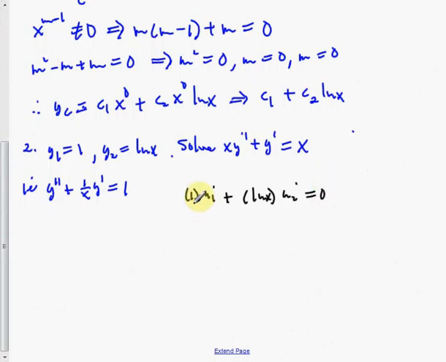And the next thing you do is take the derivative of y sub 1, so that's 0 times u sub 1 prime, plus the derivative of the natural log of x, which is 1 over x, times u sub 2 prime is equal to what for the variation of parameters? Is equal to f of x, right? What is f of x? F of x is equal to 1.